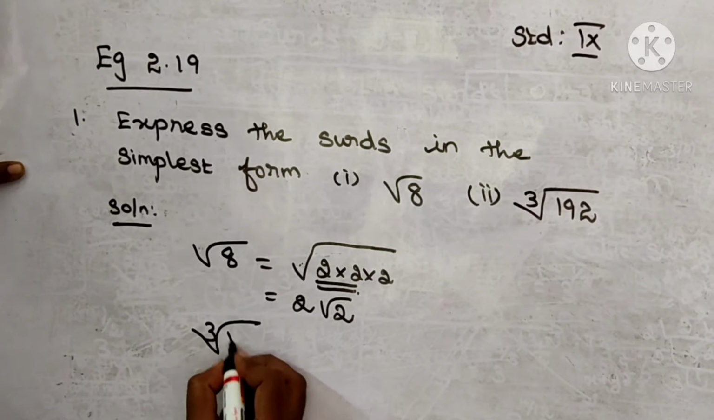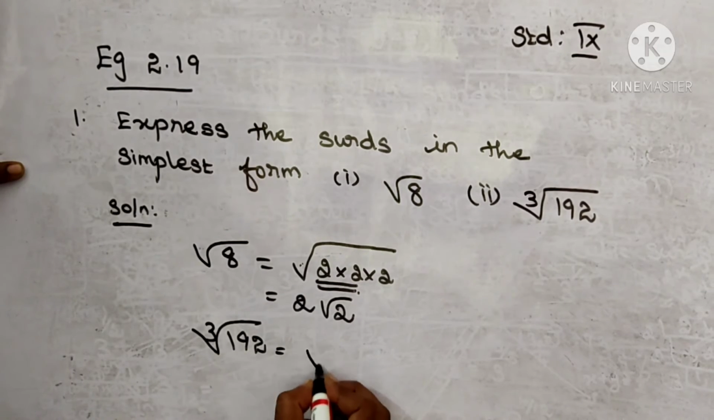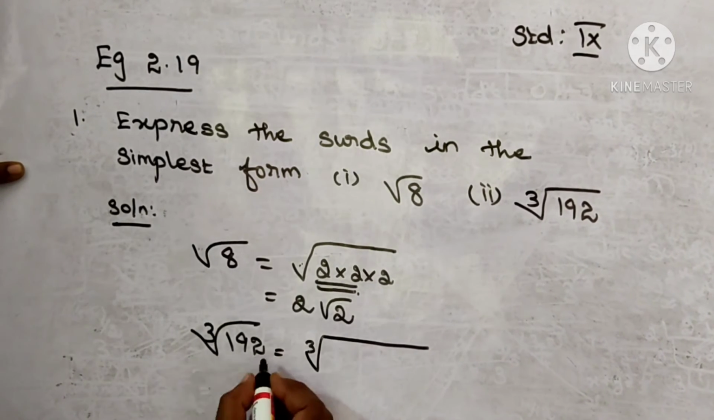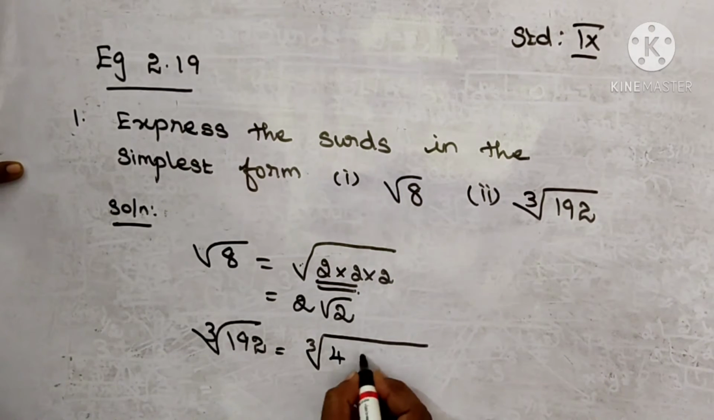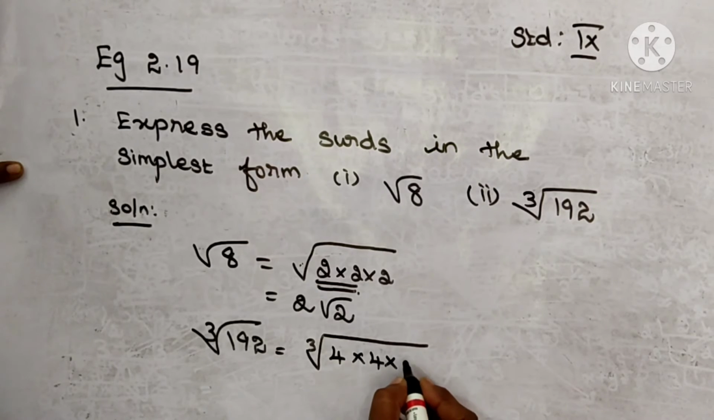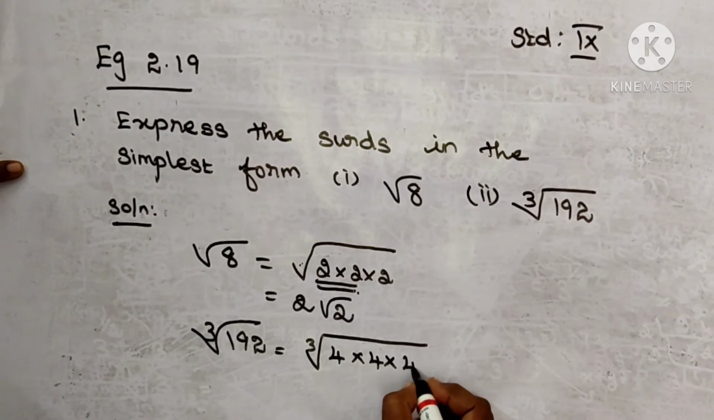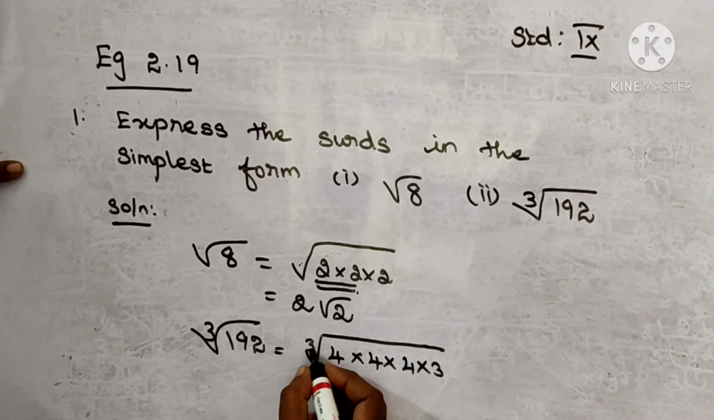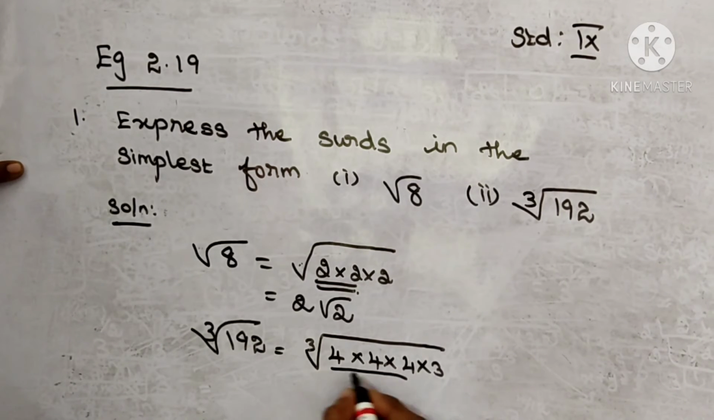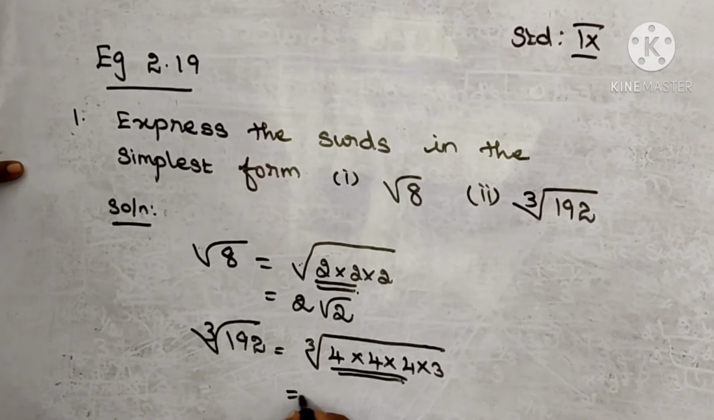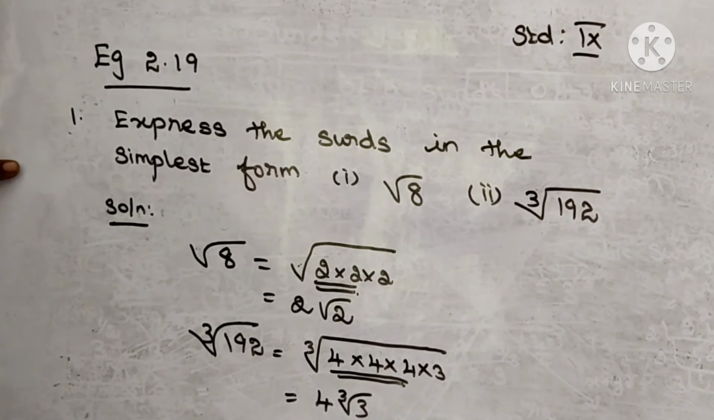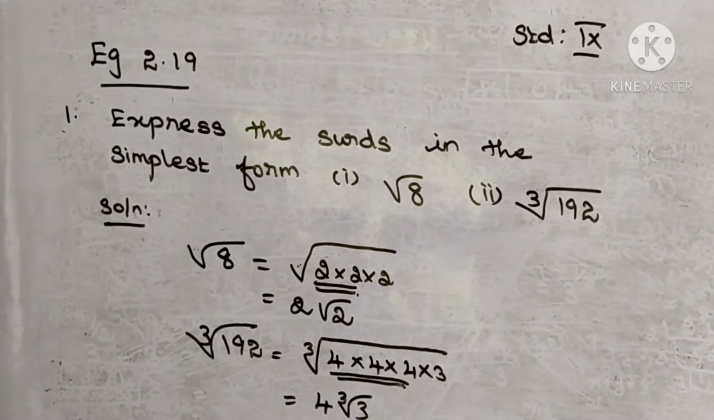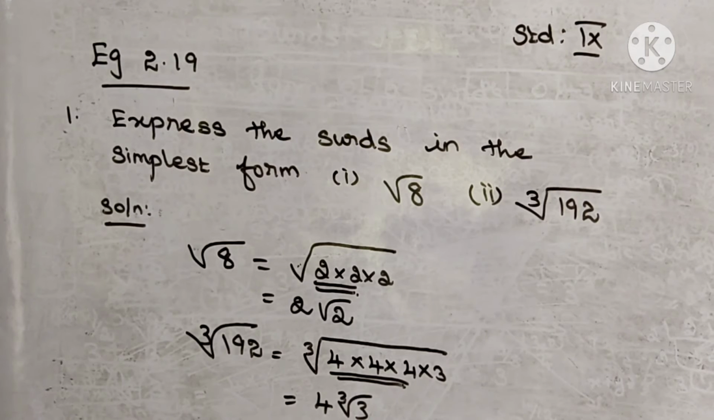And the cubic root of 192. Write the factors of 192 inside the root. So 4 into, here we get again one more 4, into 3. So in the cubic root, when 3 numbers are the same, we take only one number outside. The remaining numbers you keep inside the root. This one is a cubic root. So 4 cubic root 3 is the answer to this question.